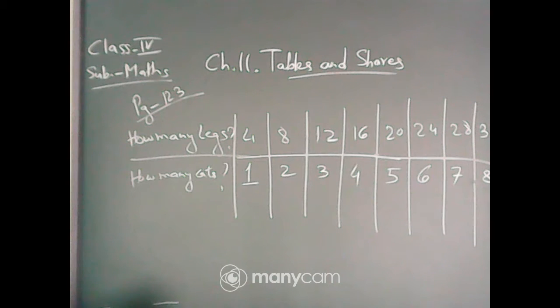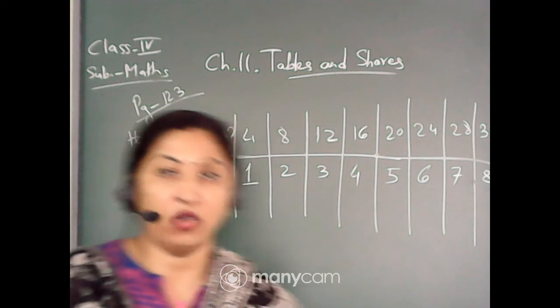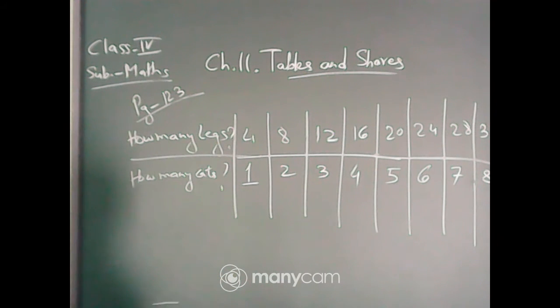So this is the table of 4 we have written, isn't it? 4 ones are 4, 4 twos are 8, 4 threes are 12, 4 fours are 16, 4 fives are 20, 4 sixes are 24, 4 sevens are 28 and 4 eights are 32. We have written the table of 4. That means if there are 4 legs of 1 cat, so for 8 cats there will be 32 legs, okay?